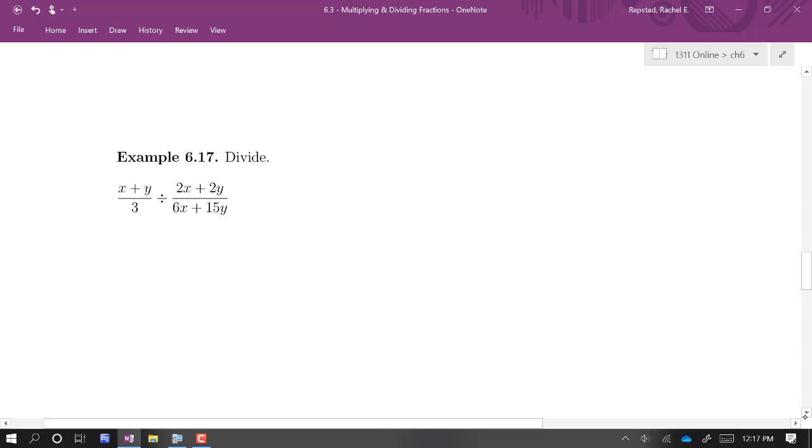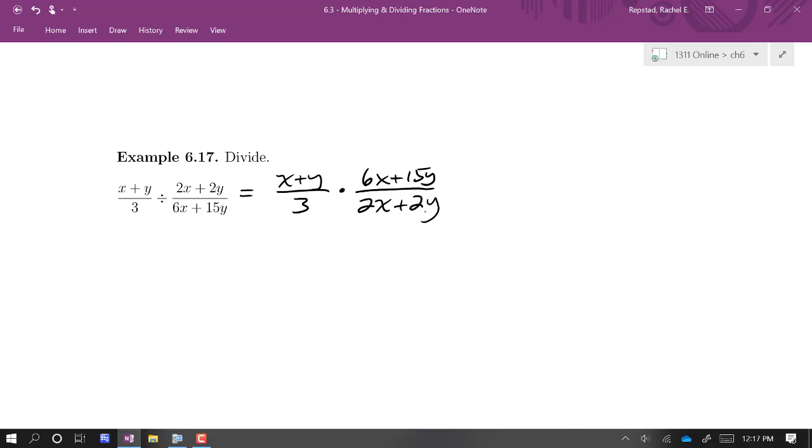Next, I think there is some factoring to do here. Before I do any factoring, I'm just going to rewrite it as a product. x plus y over 3 times 6x plus 15y over 2x plus 2y. Sometimes some people like to flip the fraction, turn it into multiplication, and do the factoring at the same time. But I find that if I try to do both of those at once, I end up making some kind of mistake. So I've really learned that personally I need to separate those two steps. So I've written it as a product here.